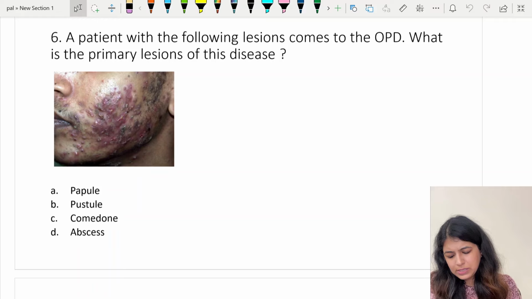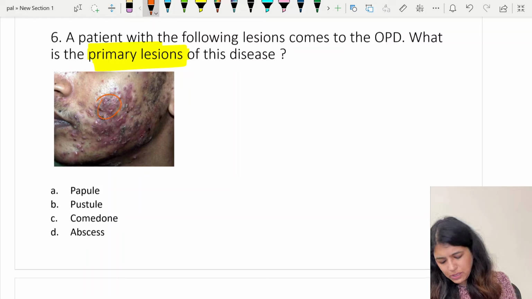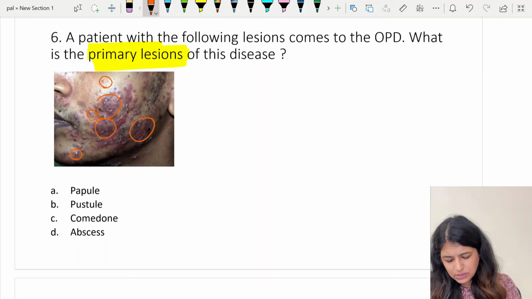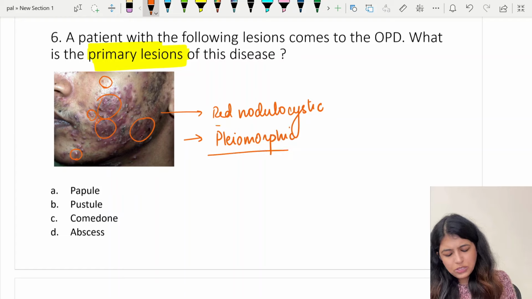Coming to question number 6. A patient presents with these following lesions to the OPD. What is the primary lesion of this disease? So what is it that the image is showing us? Image is showing us that the patient is presenting with multiple reddish nodulocystic lesions, some pustules, papules, and these smaller lesions. So what you see are these red nodulocystic lesions, and there are multiple other lesions present, so it's showing a pleomorphic picture. So this is what you see here.